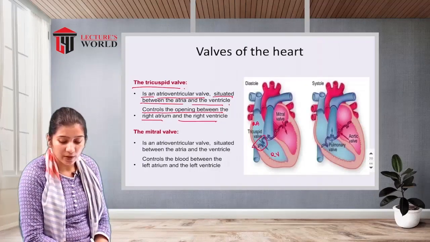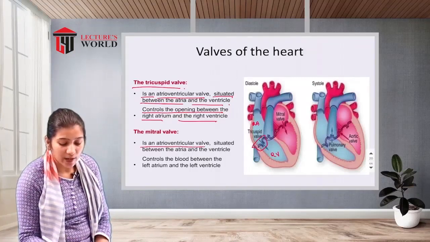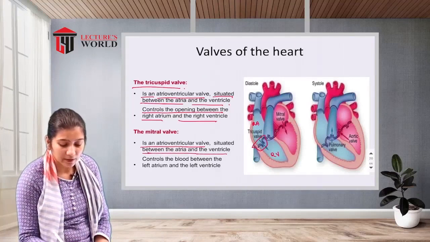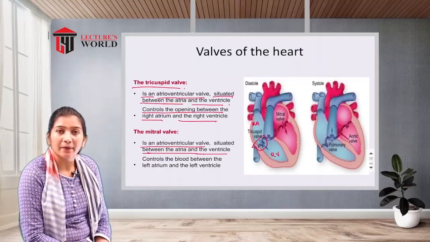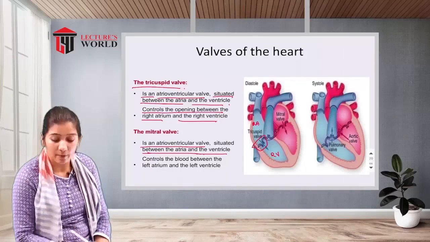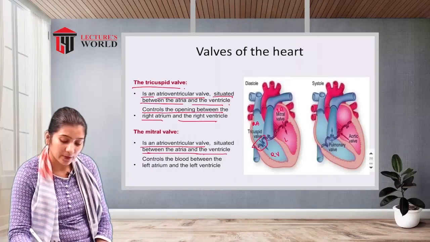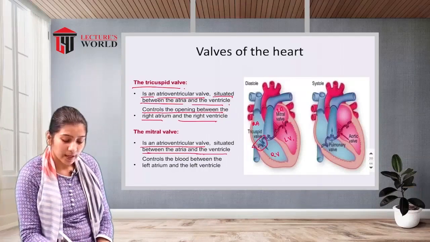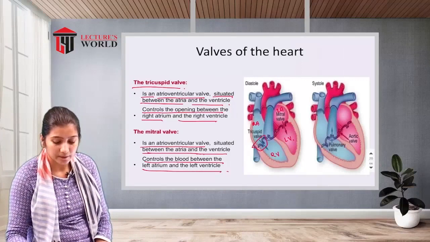Next one is the mitral valve. It is also an atrioventricular valve situated between the atria and the ventricles. So the mitral valve is also present between the atrium and ventricle. That's why it is known as an atrioventricular valve. It is present between the left atrium and the left ventricle, and it controls the blood flow between the left atrium and left ventricle.